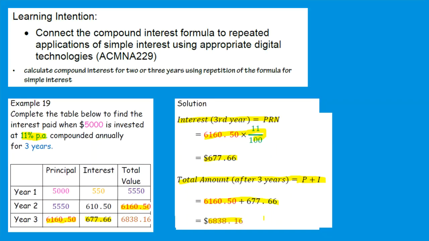So after 3 years, $5,000 has now changed to $6,838.16. Remember, in financial problems, we normally express our answer in 2 decimal places. Next question.